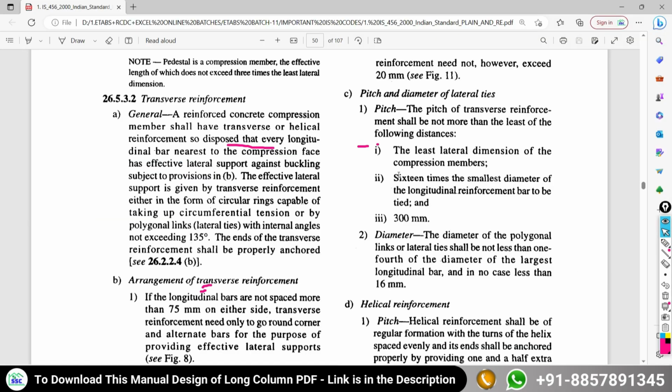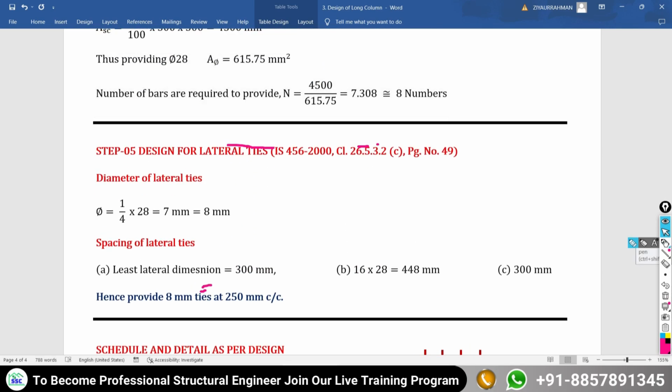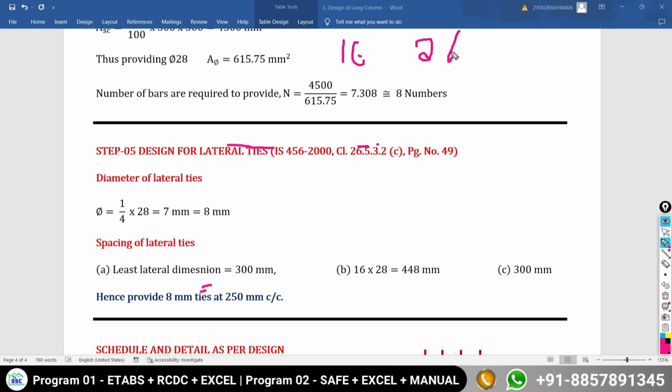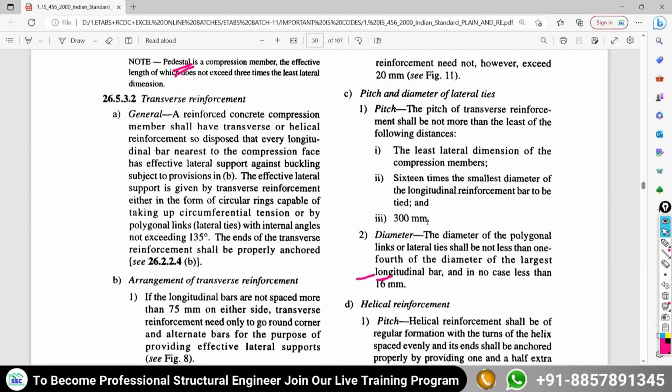Second, 16 times the diameter of main reinforcement. It is suggested that it is 16 times the smallest diameter of the longitudinal bars. So if you are using different diameters of main reinforcement, like in an example where you provide 16 mm diameter bars and 28 mm diameter bars, you have to take the smaller diameter of bar, so 16 times 16. But here 2 diameters of bars are not available. Only 1 diameter of bar is there, 28. That's why 16 times 28 is coming out to be 448 mm.